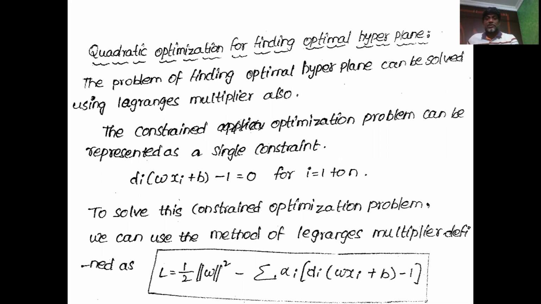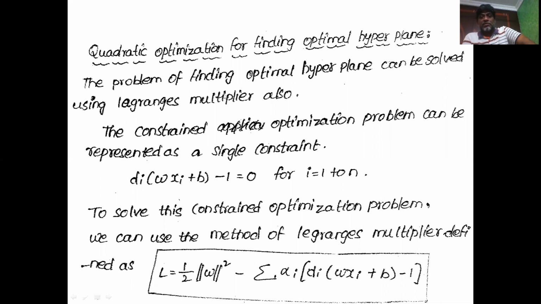Also, we can perform quadratic optimization for finding the optimal hyperplane. That involves a little bit of mathematics that makes use of Lagrange's multipliers. So let us go through how we can use Lagrange's multipliers to find this optimal hyperplane. Of course, this is the chosen method for our sample examples also. In solved examples, we'll make use of Lagrange's multipliers to identify the optimal hyperplane. So let us understand how this can be done.